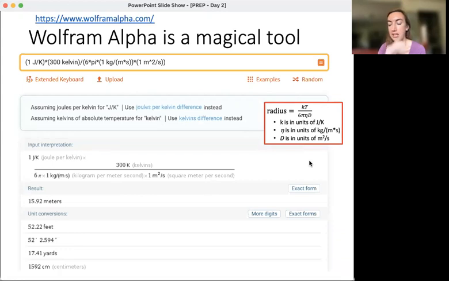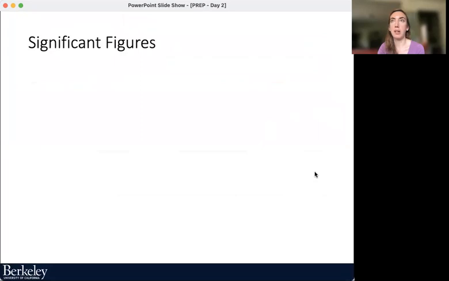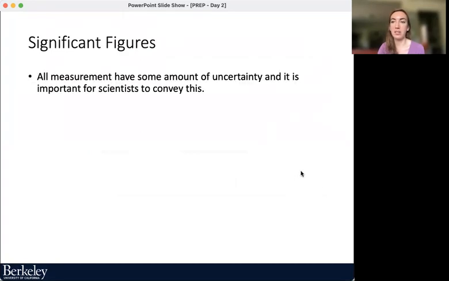Okay, so the last thing I want to talk about today is significant figures. Some of you might have seen this in your previous classes, but people with PhDs still get this wrong all the time. And so I just want to emphasize why this is important. Any measurement you're ever going to take has some amount of uncertainty. You're never 100% sure of anything you're measuring, and it's important for us to convey that.